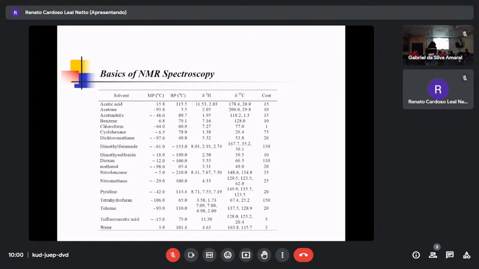And now NMR is another issue, a technical issue. In NMR, as I told you, we use a deuterium solvent. Why? Because if you use a normal solvent, like methanol, only the methanol is detected. That's why we have to use a deuterium solvent. Instead of H2O, you have to use D2O.